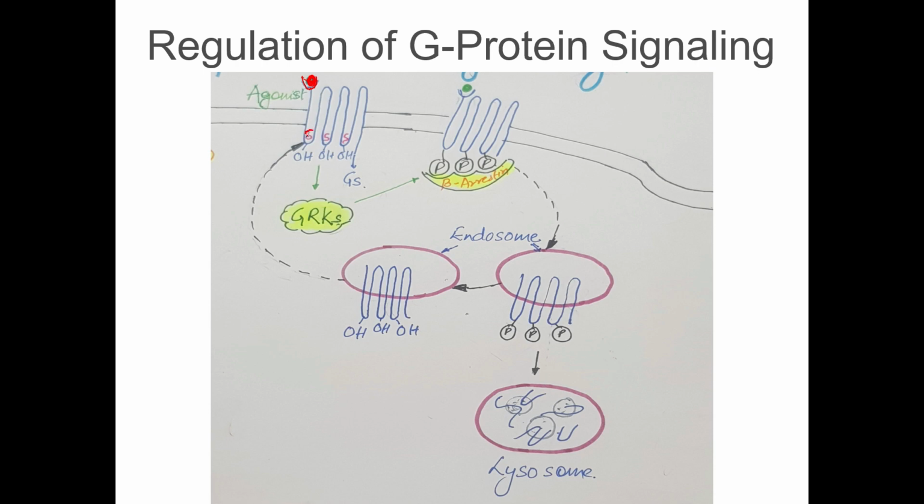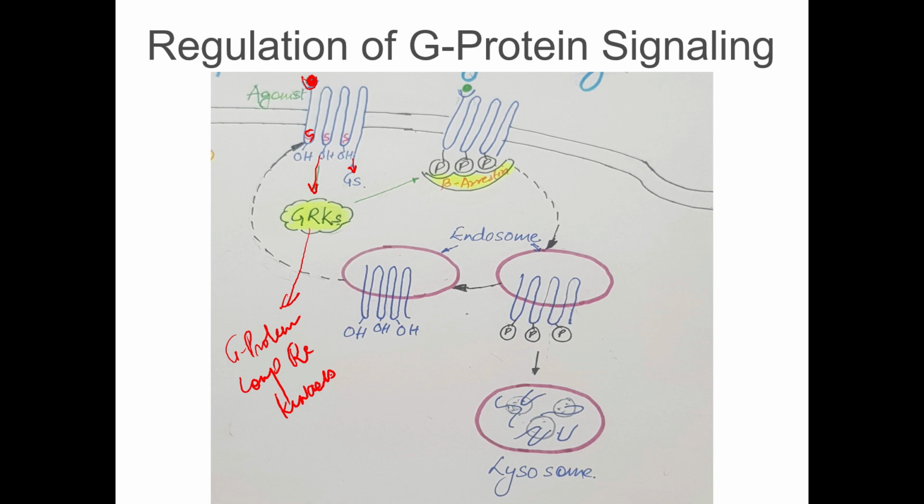This conformational change can also cause the activation of GRK. Now what is this GRK? GRK is G protein coupled receptor kinases. There are many of them. It depends upon the tissue, and it depends upon the receptor type.